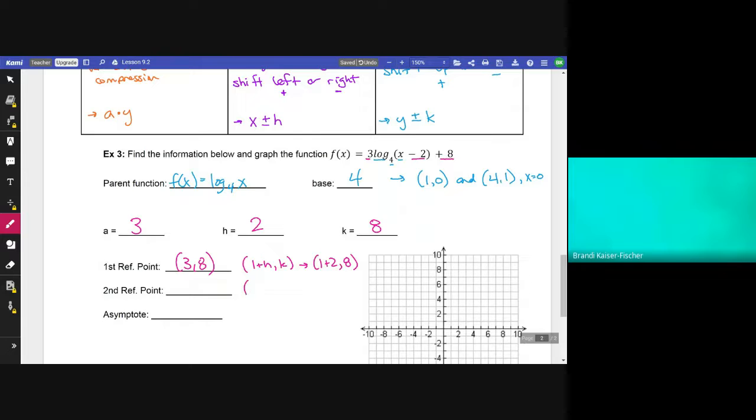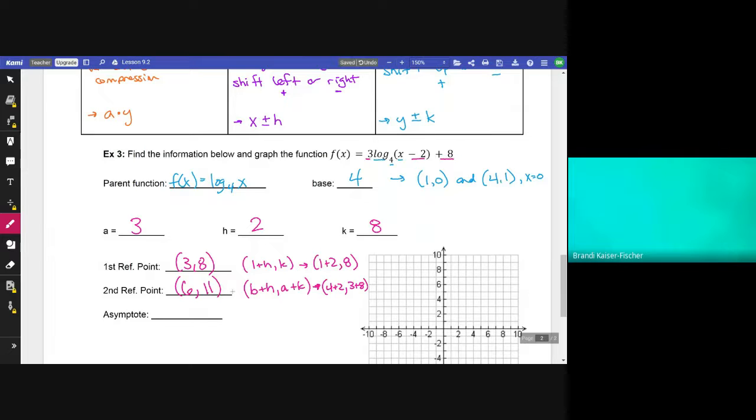Okay. Second reference point. So we're using the rule from before. It is b plus h, and then a plus k. If I plug in the numbers from my problem, we have b and h, which is 4 plus 2. And then a plus k is 3 plus 8. So that gives me the point: 4 and 2 is 6, 3 and 8 is 11. So there's a second reference point.